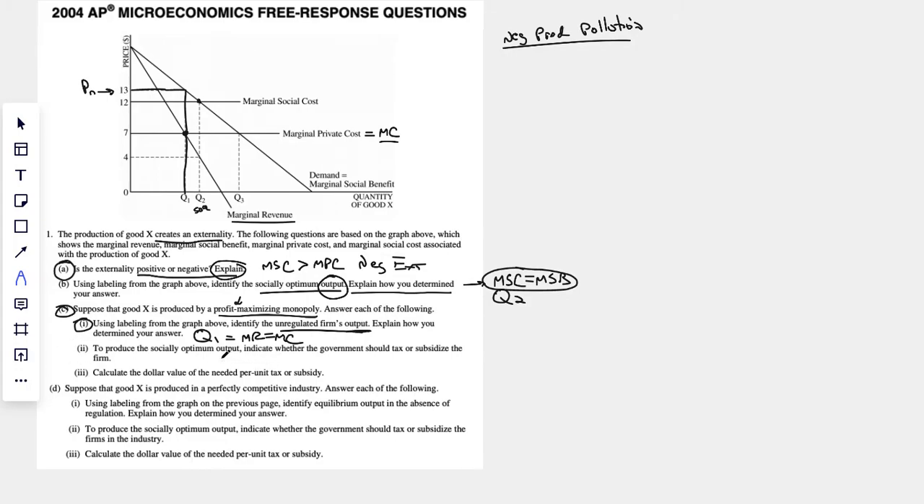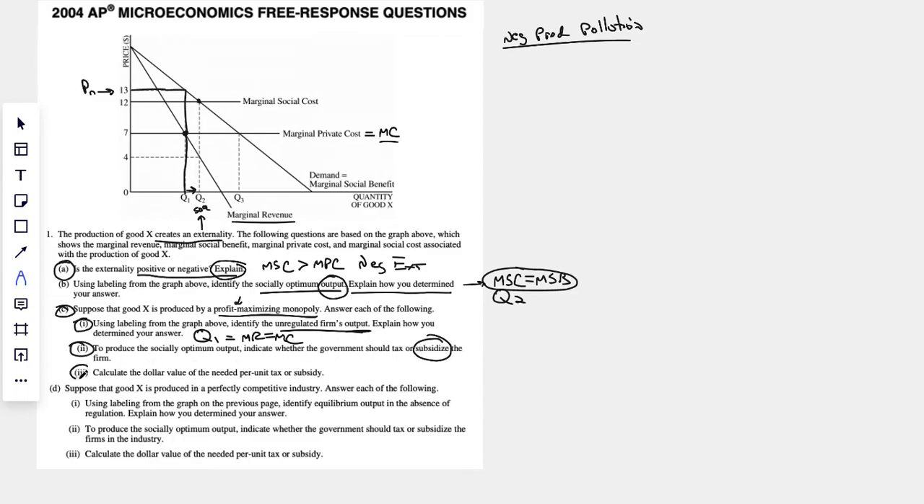To produce the socially optimum output, indicate whether the government should tax or subsidize the firm. Now, we're so used to taxing monopolies that tends to be the first thing we want to do, right? To say we should tax them because they're obviously producing a negative externality. But notice where our social optimal quantity is. We would like this monopoly to produce more of this good. So what we need to do is to subsidize it.